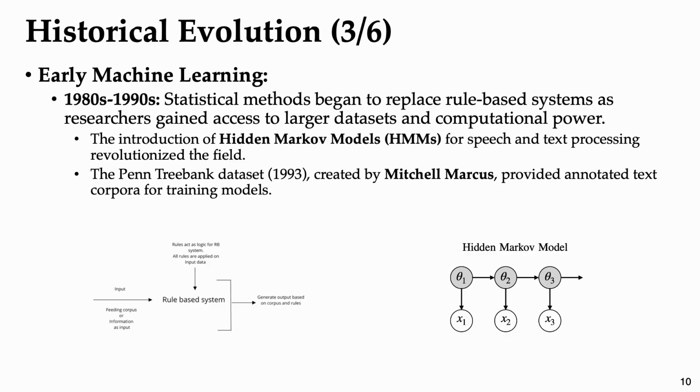Another major development during this period was the introduction of hidden Markov models, or HMMs. These became an important statistical framework, particularly for speech and text processing, and saw widespread adoption beginning in the late 1980s. At the same time, the creation of large, structured datasets played a critical role. One notable example is the Penn Treebank, developed by Mitchell Marcus and collaborators. This resource provided carefully annotated corpora for training and evaluating models, and marked a serious turning point toward the data-driven approaches that underpin much of modern NLP today.